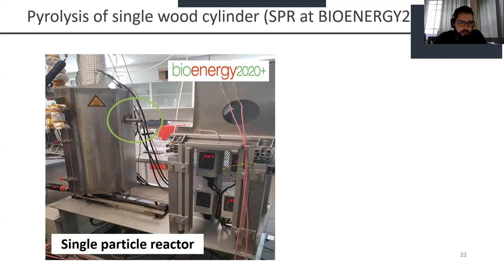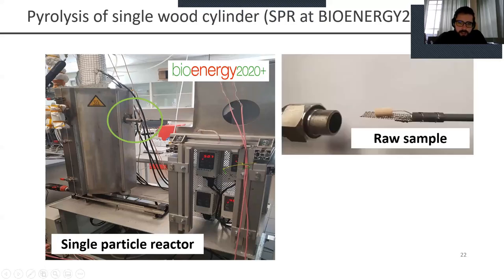This large box, the large cylinder on the left hand side, is the reactor, and the particle looks relatively small compared to that. This is the raw sample which is introduced into the reactor. From the bottom of the reactor, there is an inert gas which flows through the system, and the walls of the reactor are heated up to the temperature that we want, and also through that some kind of radiation is introduced to the wall of the sample itself.